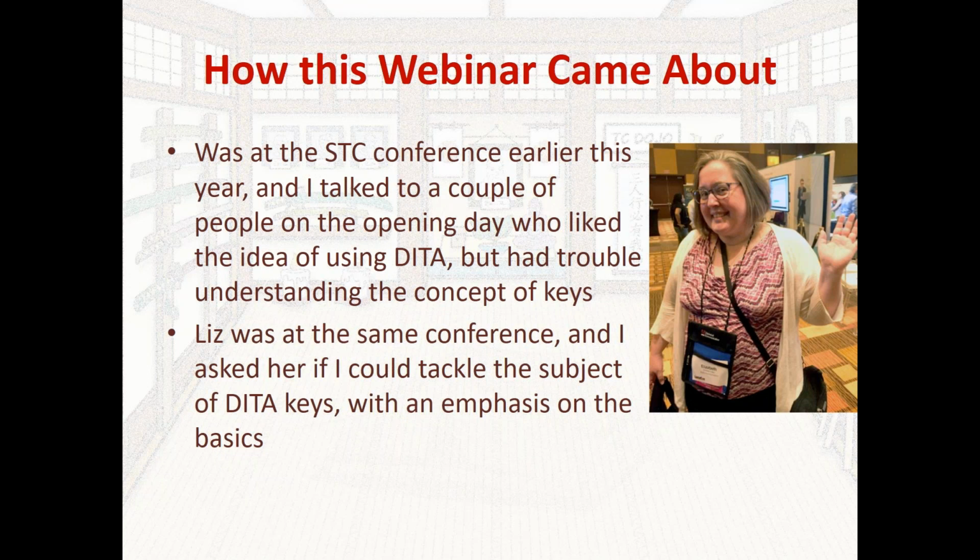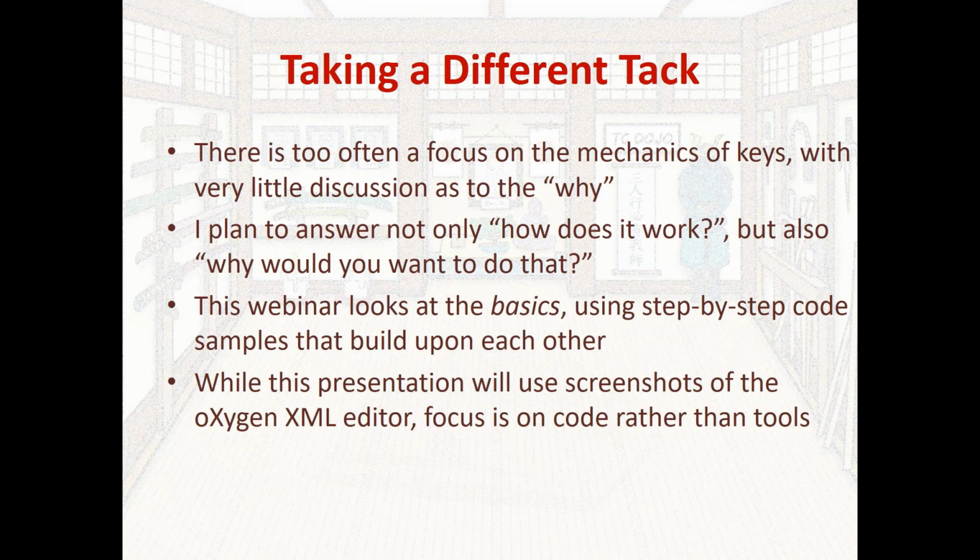So I'm not going to be going into any depth on things like key scopes or very complex key-based processes. I'm really just going to cover the basics, because I think the basics have not been covered terribly well, and that brings me to this. There's often a focus on the mechanics of keys, with very little discussion as to the why. So I plan to answer not only how does it work, but why would you want to do that? And there may be cases where you do not want to do that.